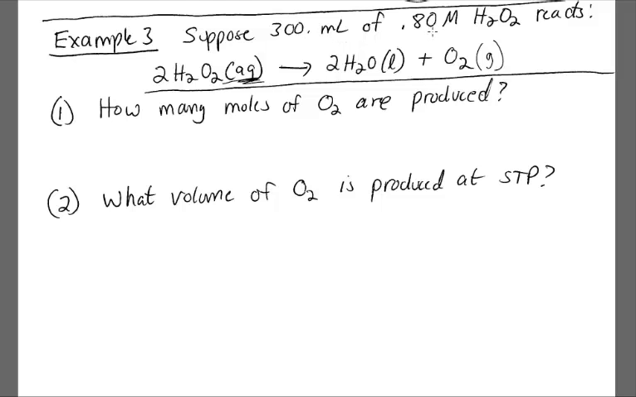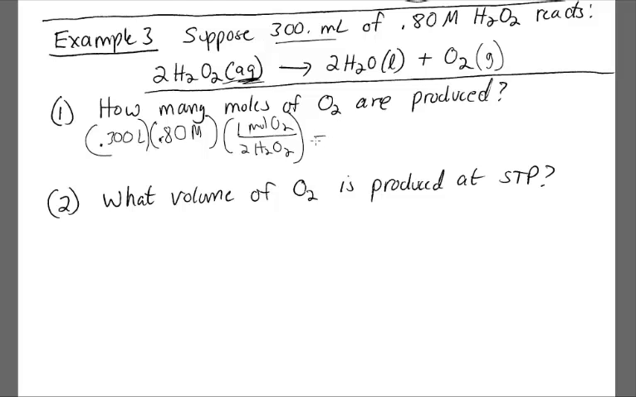All right, so again, you have to get everything into moles. So here we have molarity times volume, which we're going to multiply, although volume needs to be in liters. So we'll use 0.3 liters times the molarity, which is 0.8. So that gives us number of moles, and then we use the ratio of the coefficients. 1 mole of oxygen for 2 moles of hydrogen peroxide, and that gives us the number of moles of oxygen produced. All right, and then we're doing it in 2 steps.